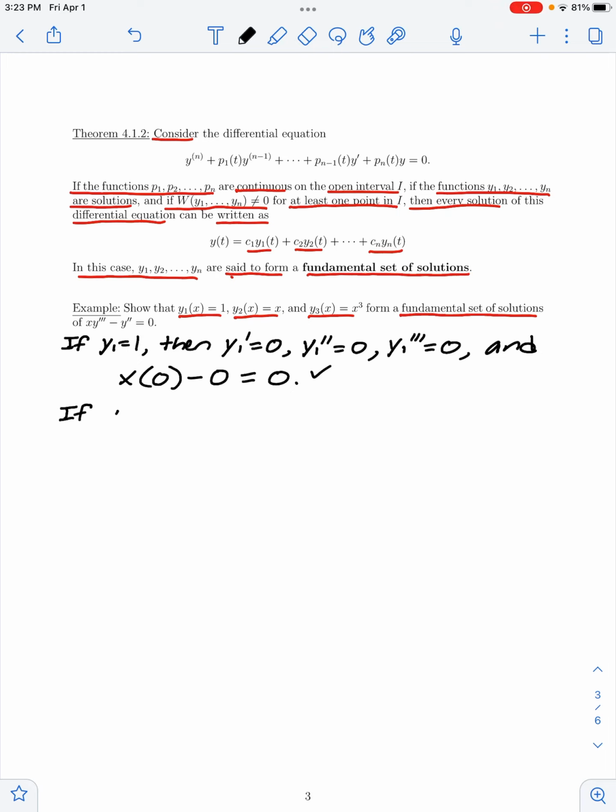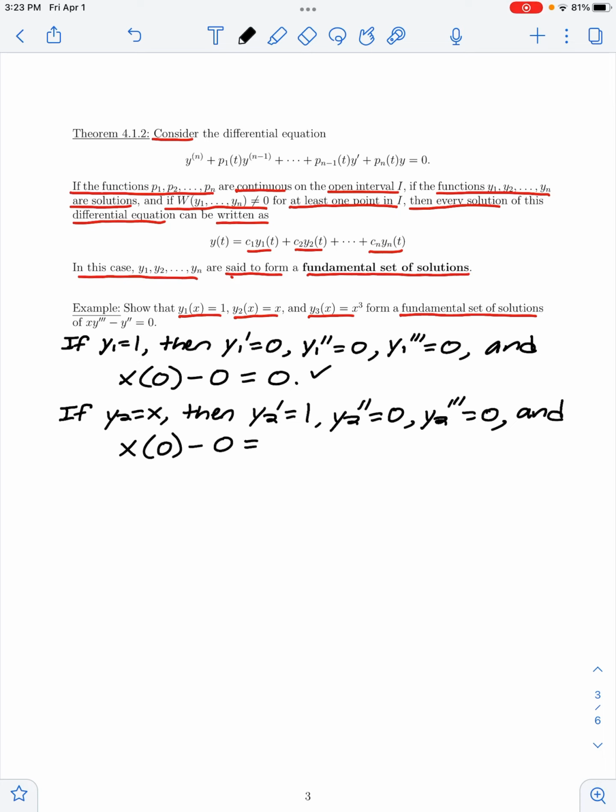Now moving to my second function, if y2 is equal to x, then my first derivative would be 1. My second derivative would be 0, and my third derivative would be 0. And so substituting into our differential equation, we have x times y triple prime, which was 0, minus y double prime, which was 0, and that is indeed equal to 0. It satisfies our equation. So y2 is also a solution.